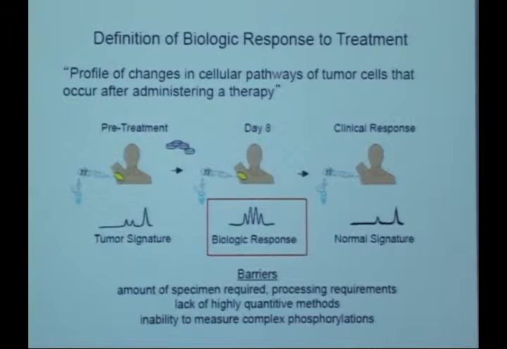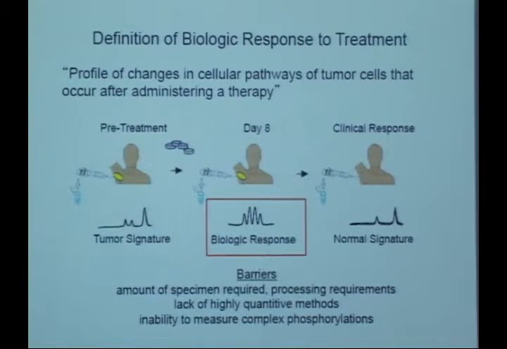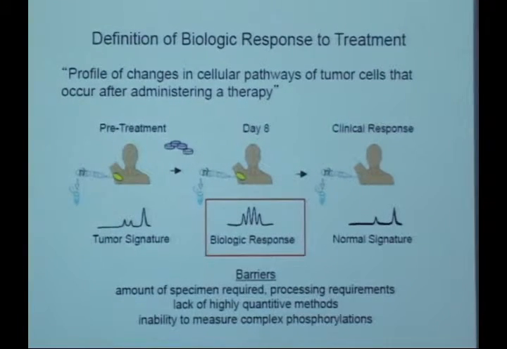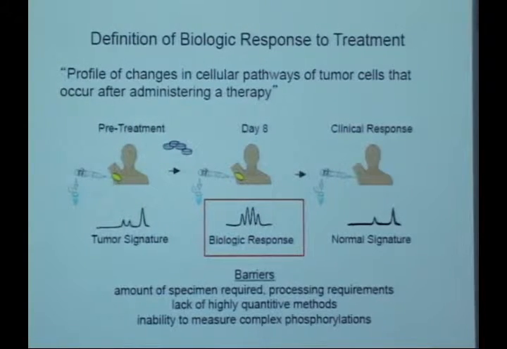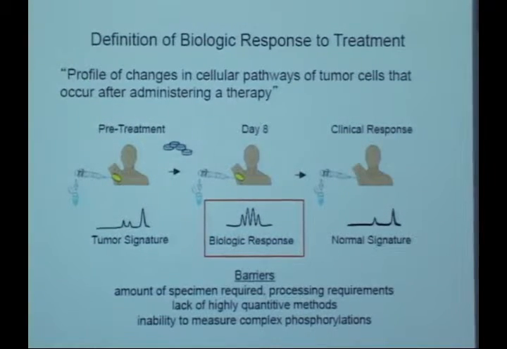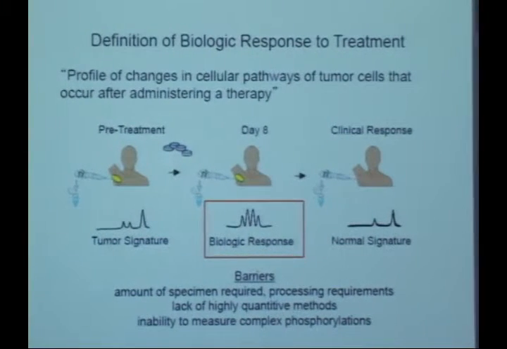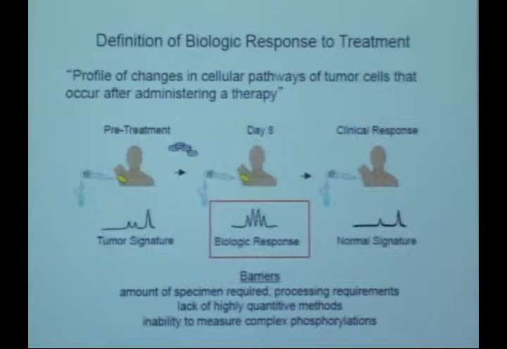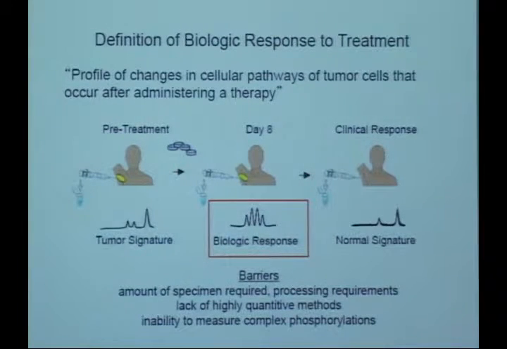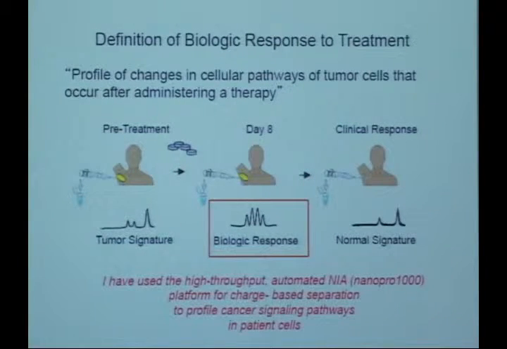And this has been difficult historically, like I said, because of the large amount of a specimen that would be required to do it by the gold standard, which is Western blot, and the processing requirements to do this. Lack of highly quantitative methods. Everybody's done a Western blot, and we know how variable that can be depending on how long you stained and even well-to-well variation. And it's been very hard to measure complex phosphorylations, which you'll see in the next slide.